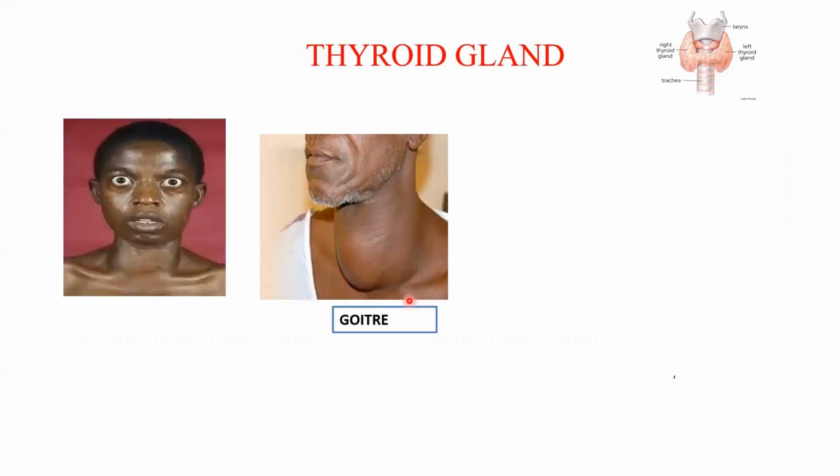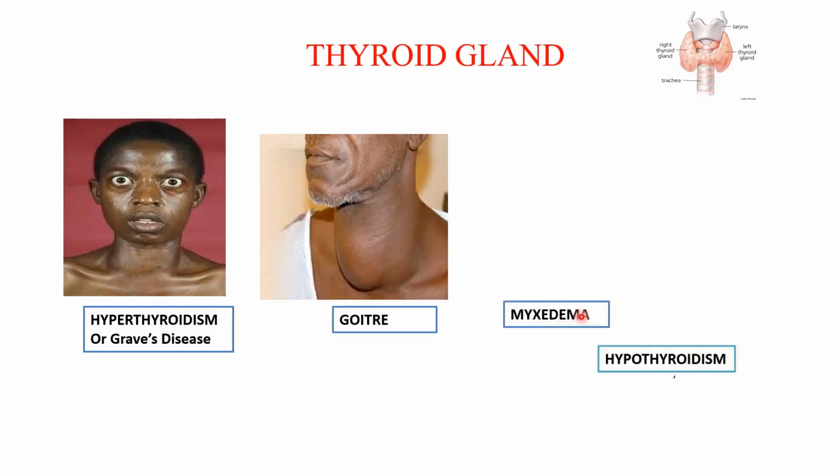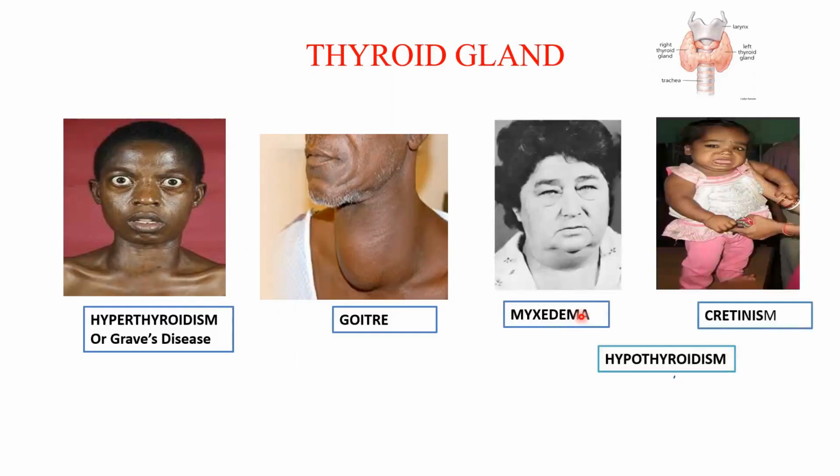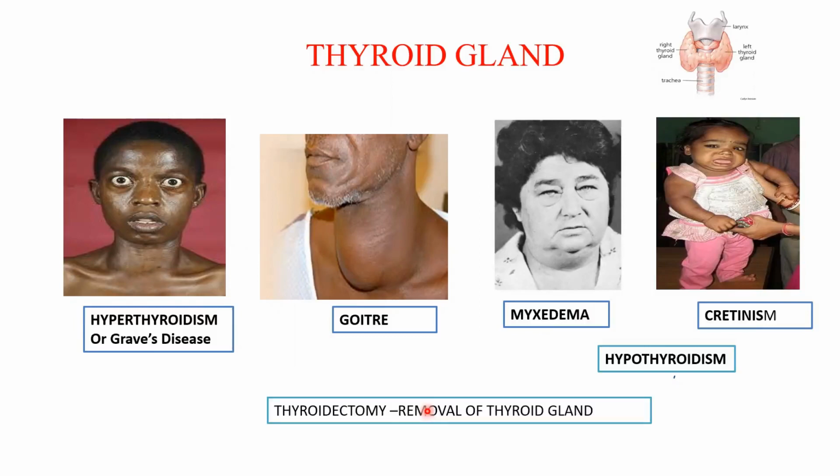Also, excessive secretion of the thyroid hormones can lead to hyperthyroidism or Graves' disease, while decreased secretion can lead to hypothyroidism, known as myxedema in adults and cretinism in children. And in some of these conditions, we may need to do surgeries on the thyroid gland like thyroidectomy, that is the removal of the thyroid gland. While doing these surgeries, one must be clearly aware of the relations of the thyroid gland to the neighboring structures.